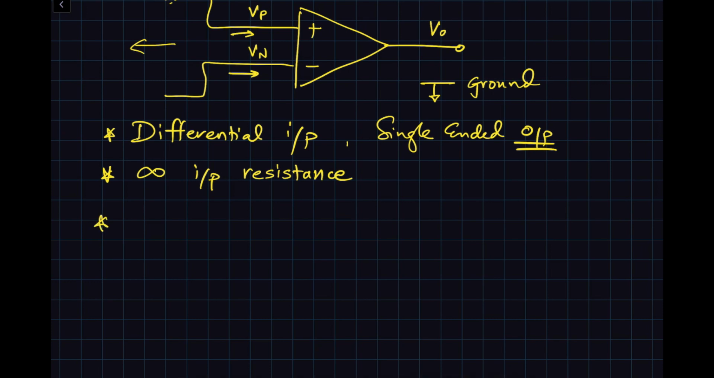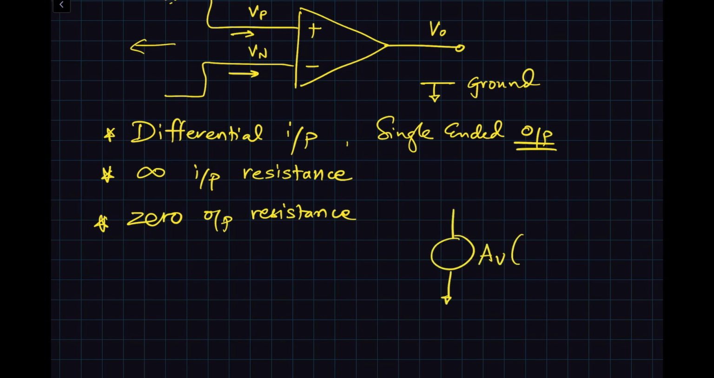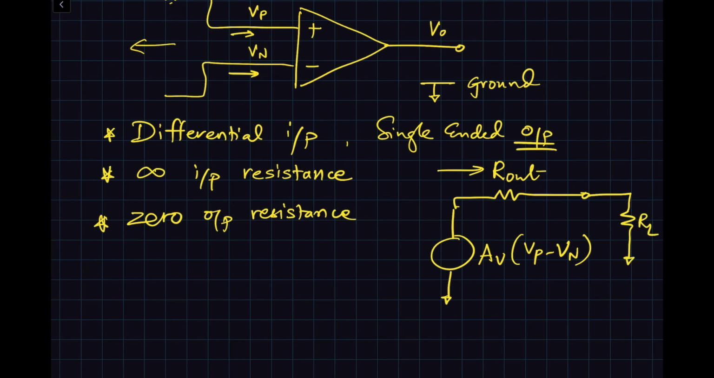All right. The other thing we want is zero output resistance. So what this means is, when you have this particular output, Av times Vp minus Vn, and let's say there is some output resistance, R out, we want this output resistance to be zero. The reason for that is if I have some resistance connected over here, we don't want this voltage divider effect. We want this entire Av times Vp minus Vn to appear at the output, in the simplest terms.